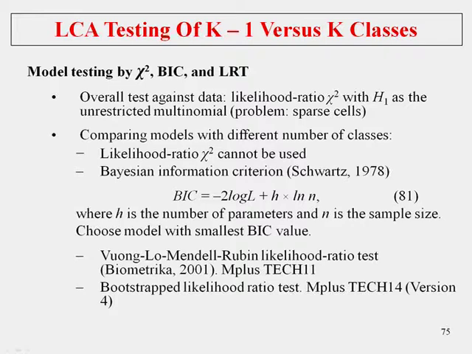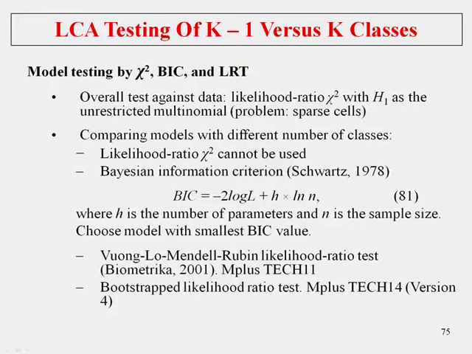But it cannot be used because, say if you test a 2-class model against a 3-class model, the 2-class model is a special case of the 3-class, but a special case where the probability for the 3rd class is 0. And that's a parameter that's on the border of its admissible space. And that's a bad thing. That makes the chi-square test invalid.